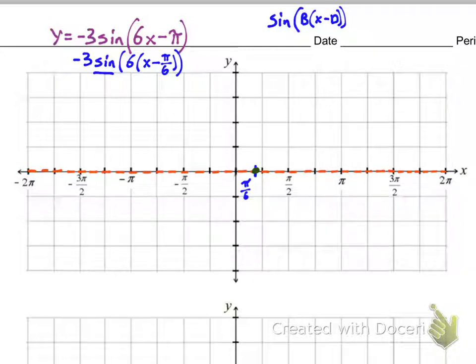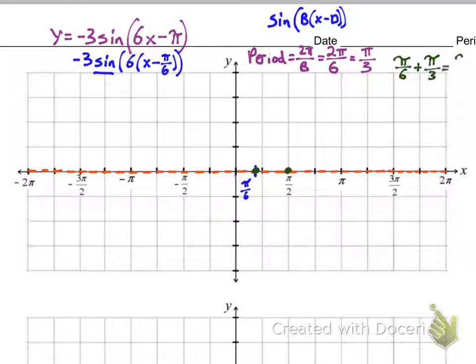All right, the next point is going to be the period over, and then you need to remember this formula here. Period is 2 pi over b, because I now know that b is 6, so the period is 2 pi over 6, also known as pi over 3. When I go pi over 3 to the right from pi over 6, you actually land right on pi over 2. The reason for that is because pi over 6 plus pi over 3 is pi over 2. You can check that by adding those fractions. So there, right there, is my whole period of my function.